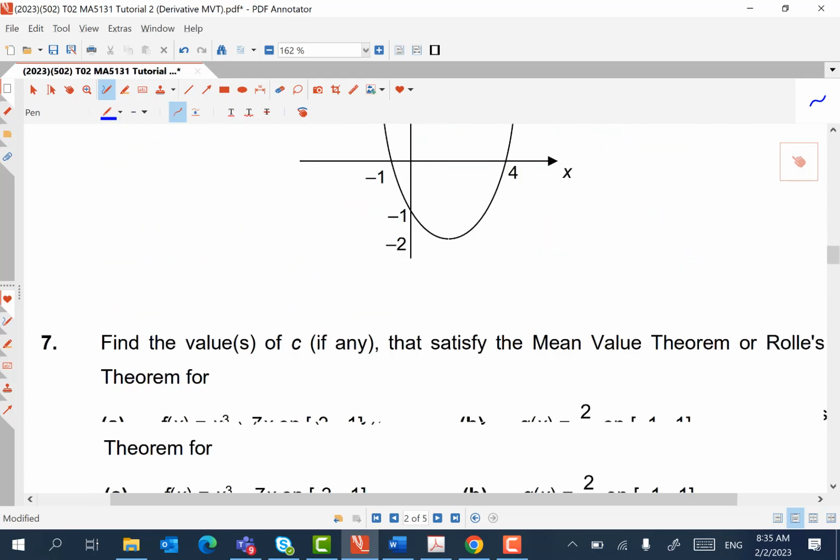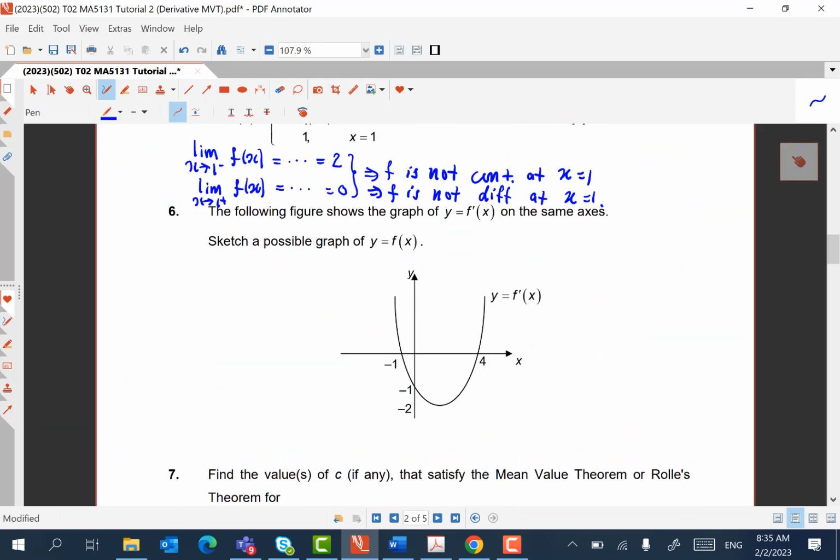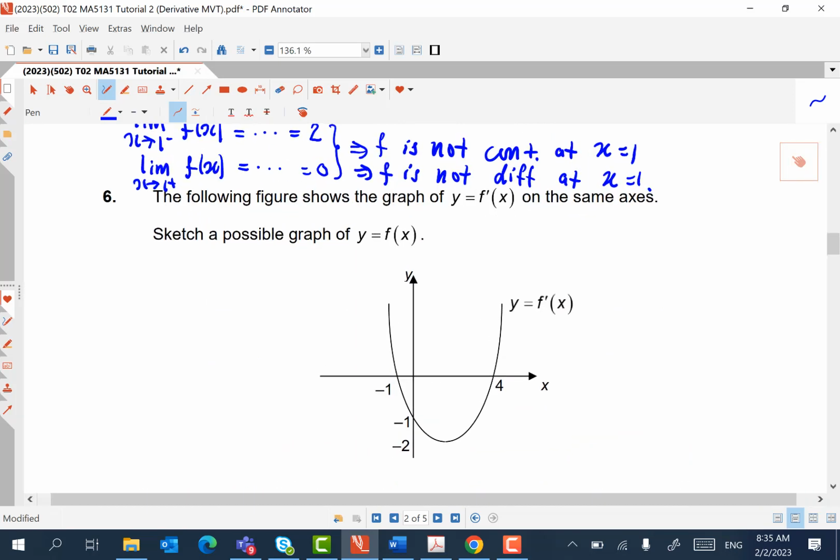Okay, question 6. Kailash's turn, right? Kailash will draw number 6 on the board while the rest of you try at your seat.